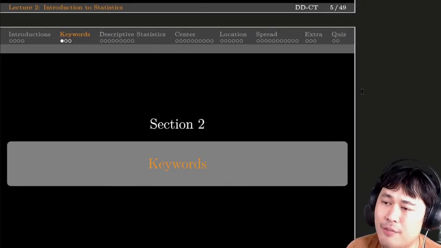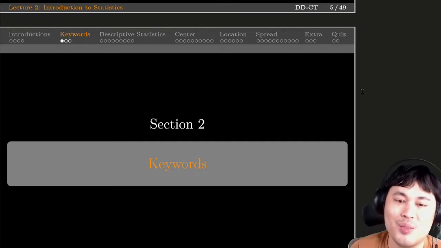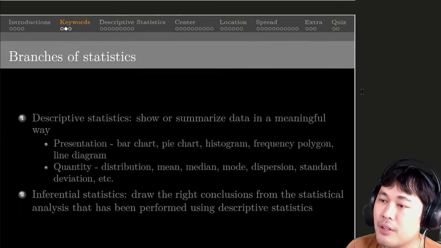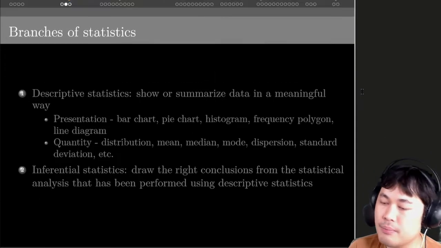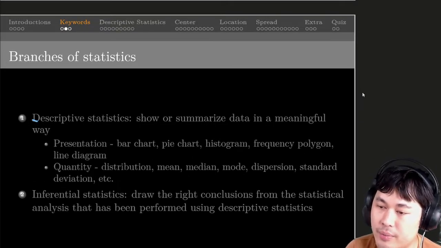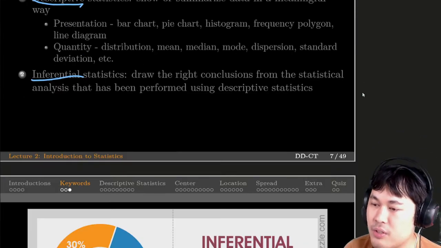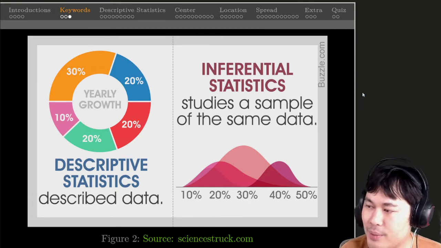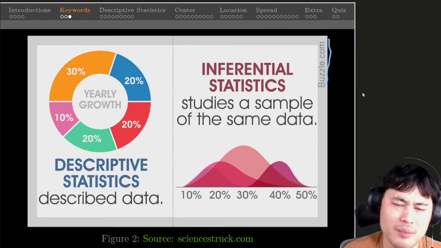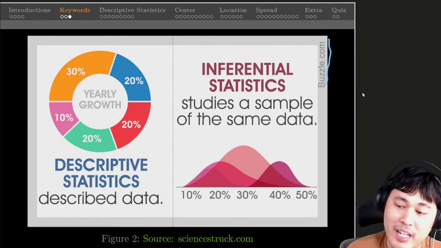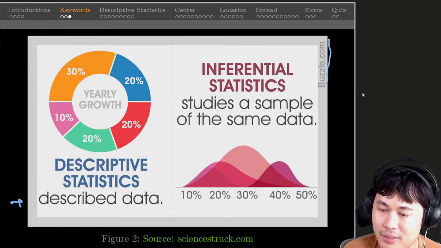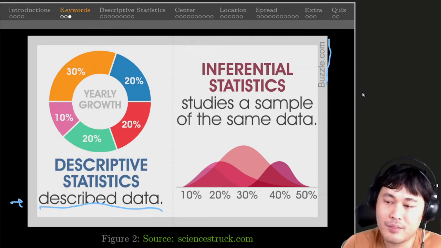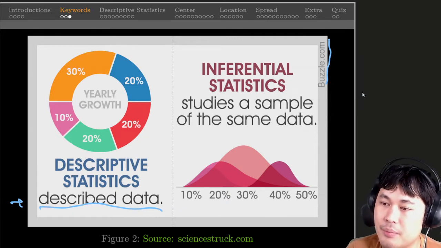And next we have some keywords. That's just pretty short. For statistics there are 2 main branches, which are called descriptive and inferential. Maybe I should start from here. So this is a nice chart from Russell.com. On the left we have descriptive statistics. They just describe the data. The data is described in some kind of nice format.